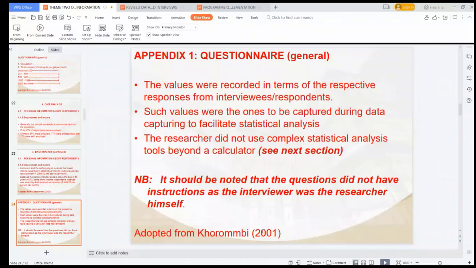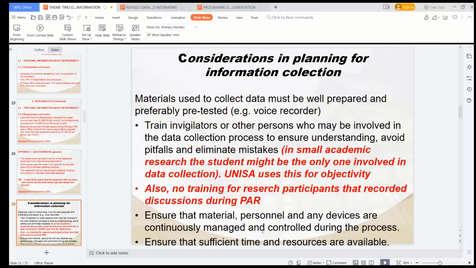Now, consideration in planning for information. Materials used to collect data must be well prepared and preferably pre-tested. And here they cite an example of a voice recorder and any other instrument that you're going to use to collect data. Sometimes the data collection instrument would be a writing pad or a writing book where you would take notes. It means it must be available, or the pen must be tested to be writing well, so that it does not get stuck while you are writing.